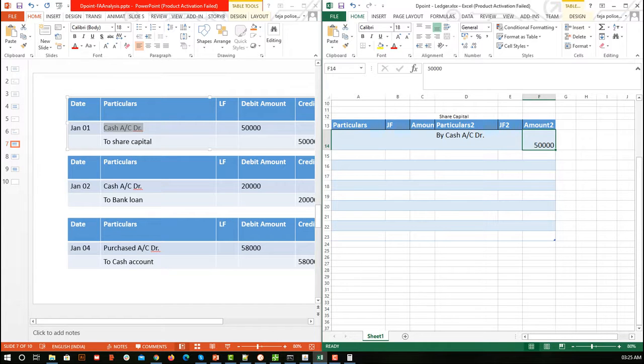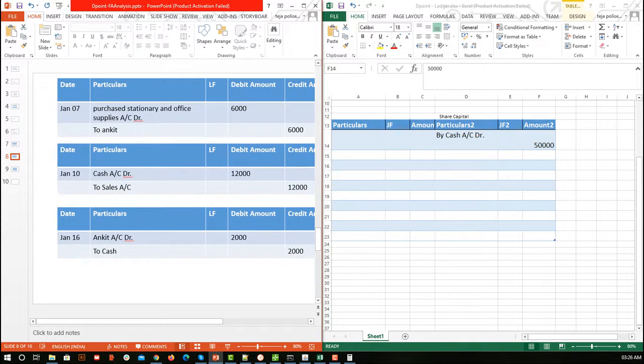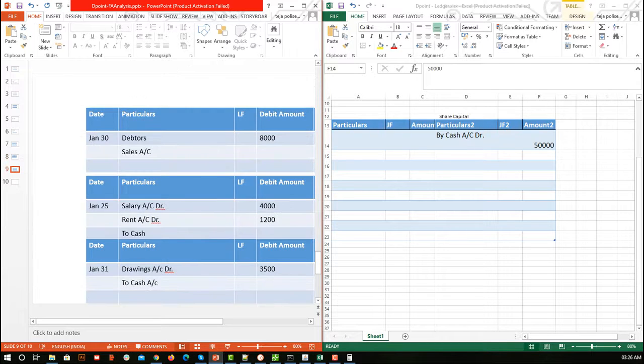What is our next? Wherever share capital is there, we need to see that share capital is there in this transaction. We are done. In the second, it is not there. In the third, it is not there. In the fourth transaction, it is not there. Fifth, not there. Sixth, not there. So in none of the accounts it is there. So our total is 50,000. Here we have a total of 0. Okay, and here we have a total of 50,000.